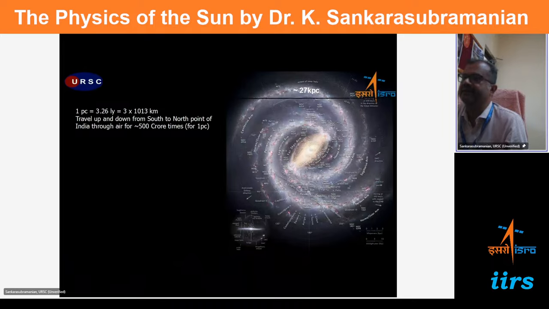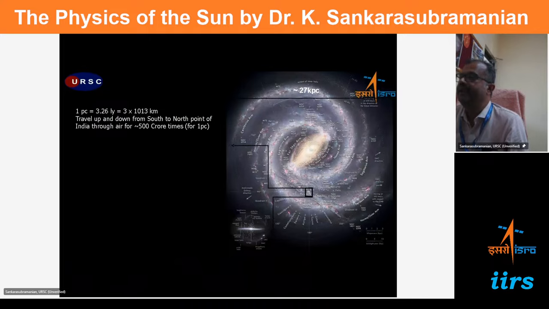In simpler form, if I travel between south and north of India through flight, I have to travel something like 500 crore times to cross one parsec. I mean, leave alone the kiloparsec. To have one parsec distance, I have to cross north and south of India 500 crore times. So that's the kind of distance we talk about in our universe.